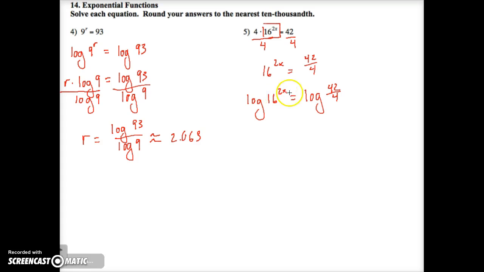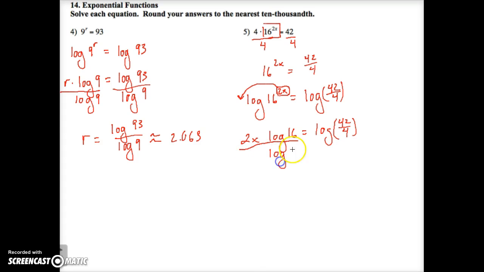And so now I can use my power property again, which allows me to move this exponent down in front. So I get 2x times log 16 equals log of 42 over 4. I put that in parentheses just to ensure that we know we're taking the log of that entire quantity. And now I can divide both sides by the log of 16.